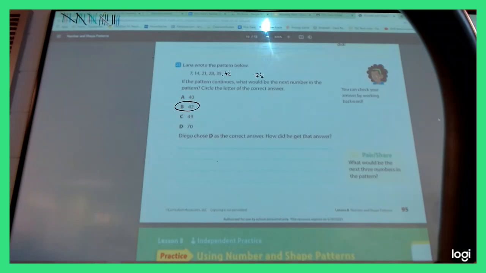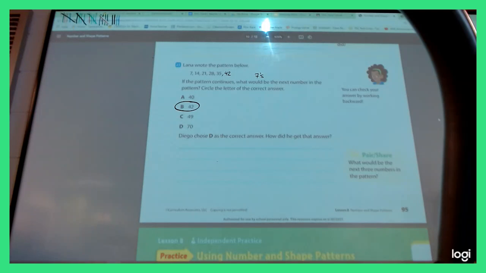I think he chose 70 because if the pattern continues, I think he meant what would be the very end of the pattern. Okay, because 7 times 10 would be 70. Noah, what do you think? I think he added 35 again. 35 plus 35 is 70. Okay, he could have done that.